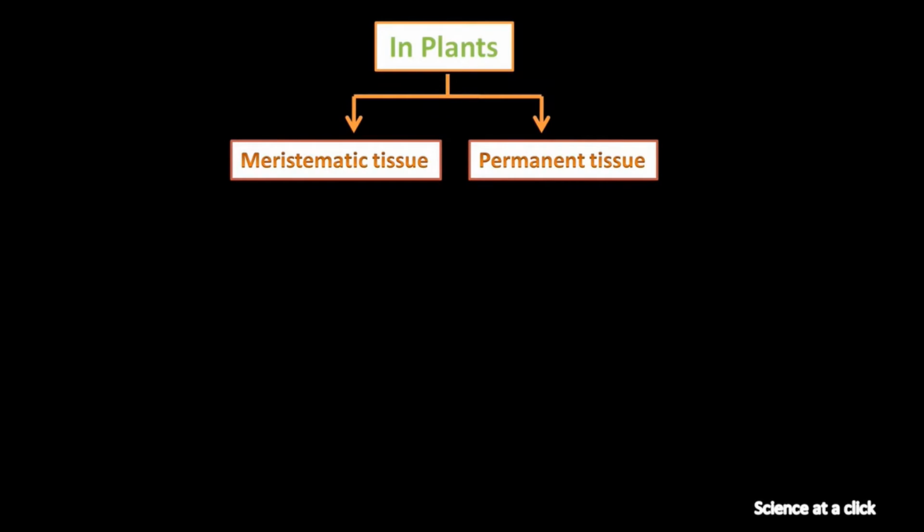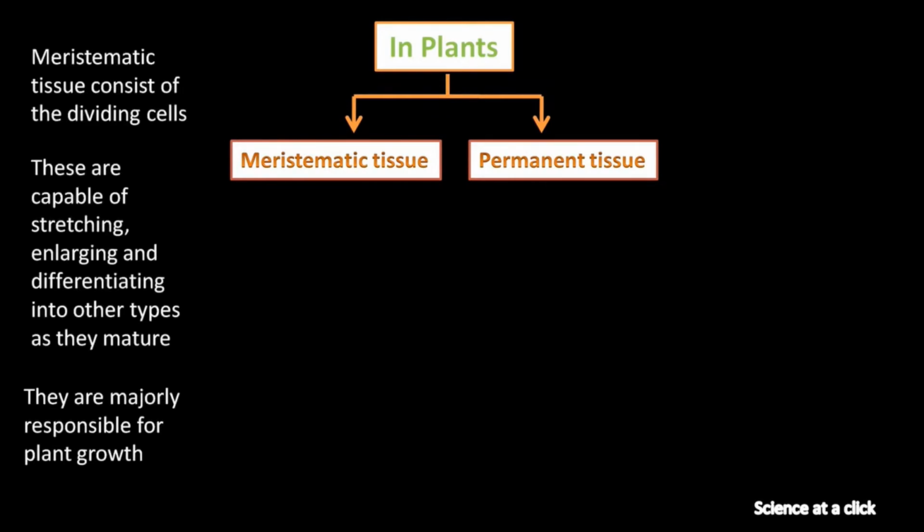Based on the types of cells, there are two types of tissues in plants. One is the meristematic tissue and other is the permanent tissue. The meristematic tissue constitutes of the dividing cells. These are capable of stretching, enlarging and differentiating in other types as they mature. They are majorly responsible for the plant growth.